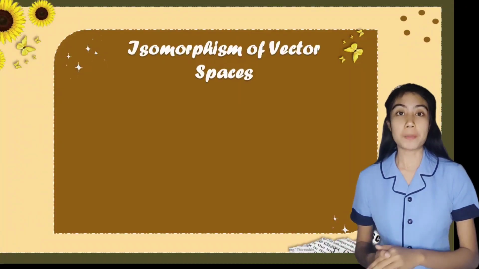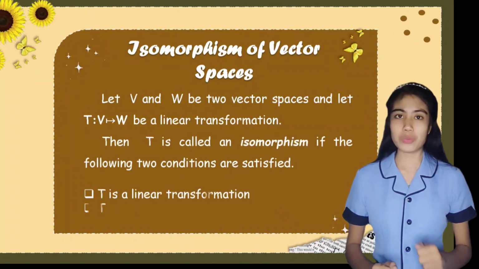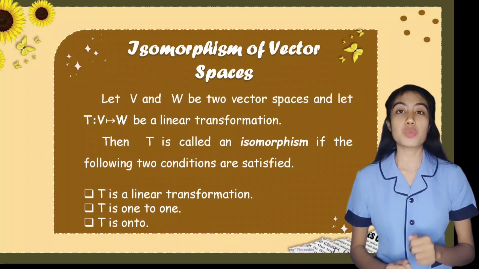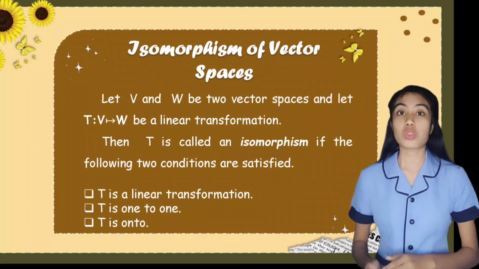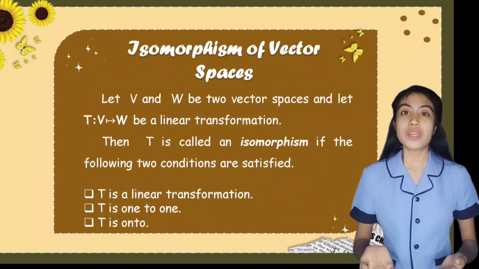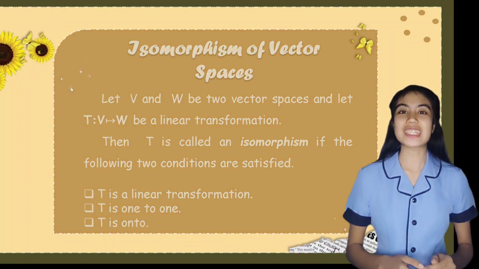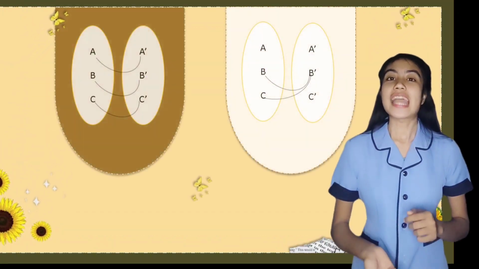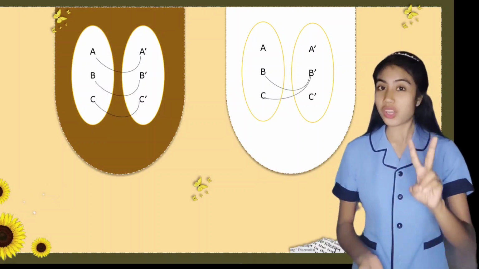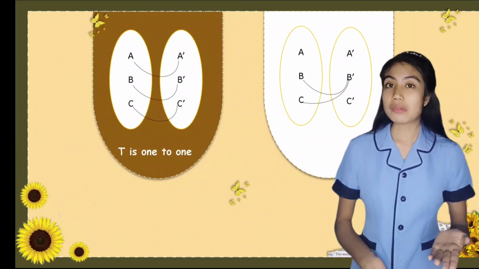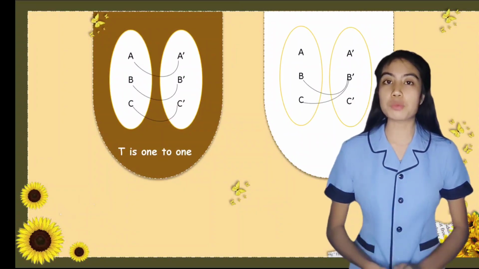Now, isomorphisms are a fundamental concept in linear algebra that deal with linear transformations between vector spaces. When a linear transformation is both one-to-one and onto, we call it an isomorphism. Now, let's go through the definitions and explain them further. So an isomorphism is a linear transformation that satisfies two conditions. It is one-to-one, meaning that each input vector corresponds to a unique output vector.